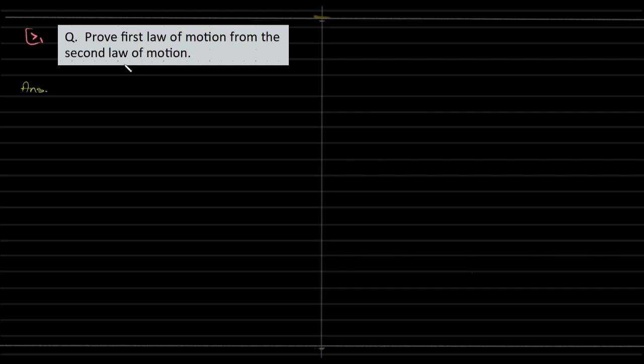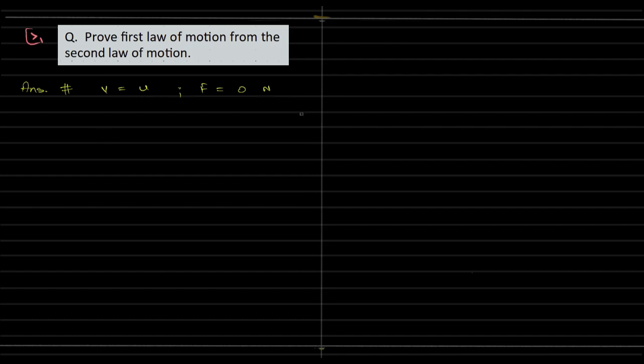Prove the first law of motion from the second law of motion. The very first thing is we need to recall what the first law talks about. It talks about the initial and the final velocity being the same when the net force is 0. So this is what the first law talks about, and this is what we have to prove.